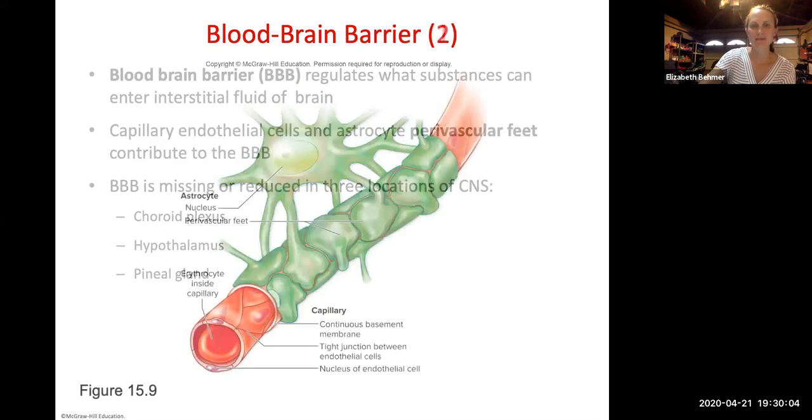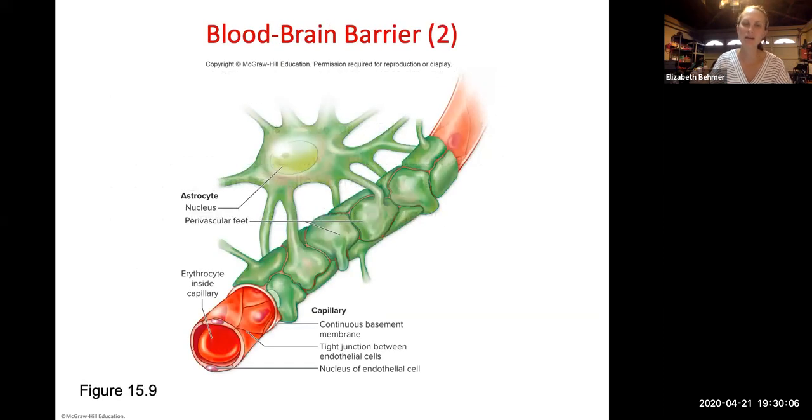Let me see if I can get to functions. So here is a look at the blood-brain barrier. Again, it's made of those astrocyte cells with what we call perivascular feet, which surround and make this barrier between whatever is inside the capillary. So if there's something harmful within your blood and it's taken up to the brain, these astrocytes will try to keep any sort of harmful substances from entering the brain tissue or your white or gray matter.